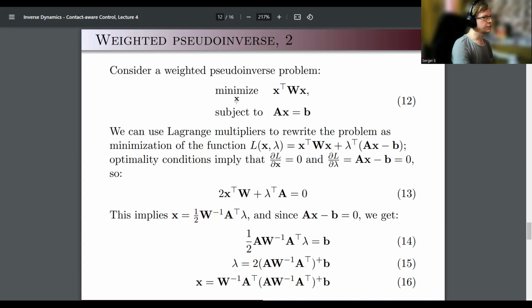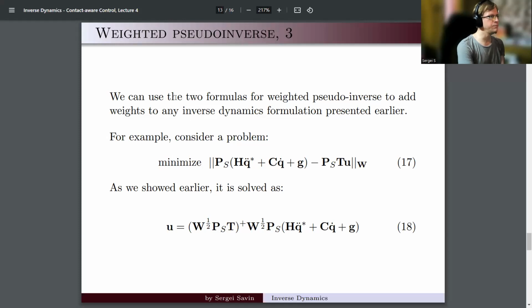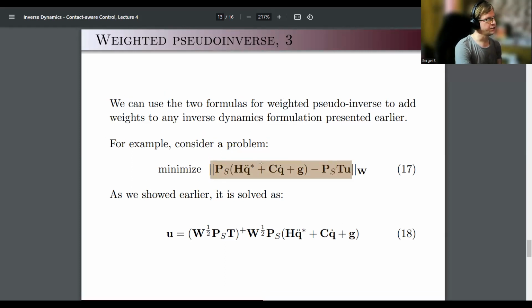Good. This form, you already saw it before. We saw something that looked a lot like it in the last lecture. Okay, so both of those can be used to solve inverse dynamics. So, for example, consider this problem. Minimize this residual with respect to weight matrix. Well, the solution could be written this way.